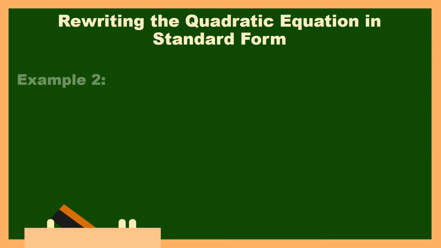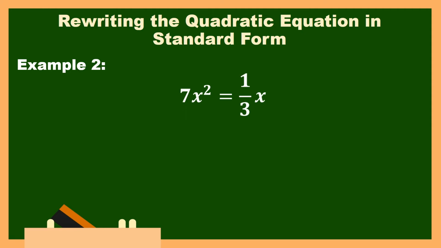Another example, 7x squared equals 1/3 x. So as you can see, ang meron lang tayo dito ay ang quadratic term natin na 7x squared at ang linear term natin na 1/3 x. So paano natin siya i-rewrite into its standard form? Okay, ang gagawin natin, ililipat natin o itatranspose yung linear term na 1/3 x papunta sa kabilang side.